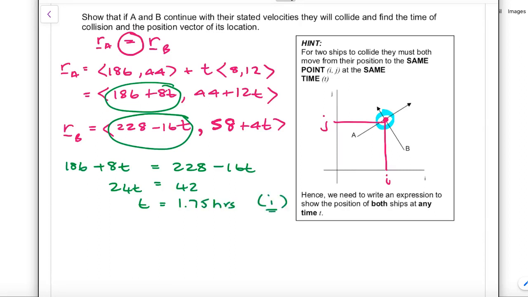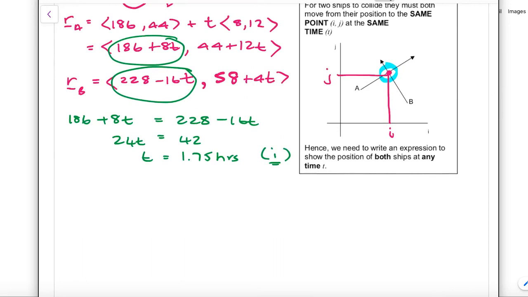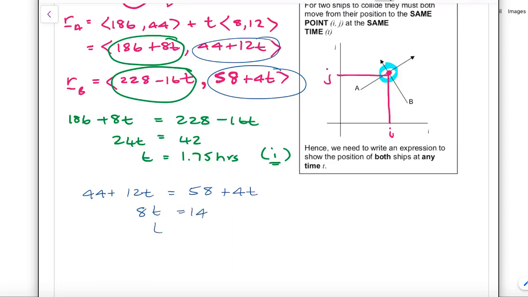That's the i component. What we do want to make sure is the j component is also exactly the same, because we don't want to have the same i component but a different j component, because then they won't collide. So if we have a look at our j components now, we've got 44 plus 12t should be equivalent to 58 plus 4t. So we've got 8t equals 14 and t is 1.75 hours. Now, because we have the i and j components both giving us the same t value for time, A and B will collide. So what we need to do now is find the position vector and the time this will happen.